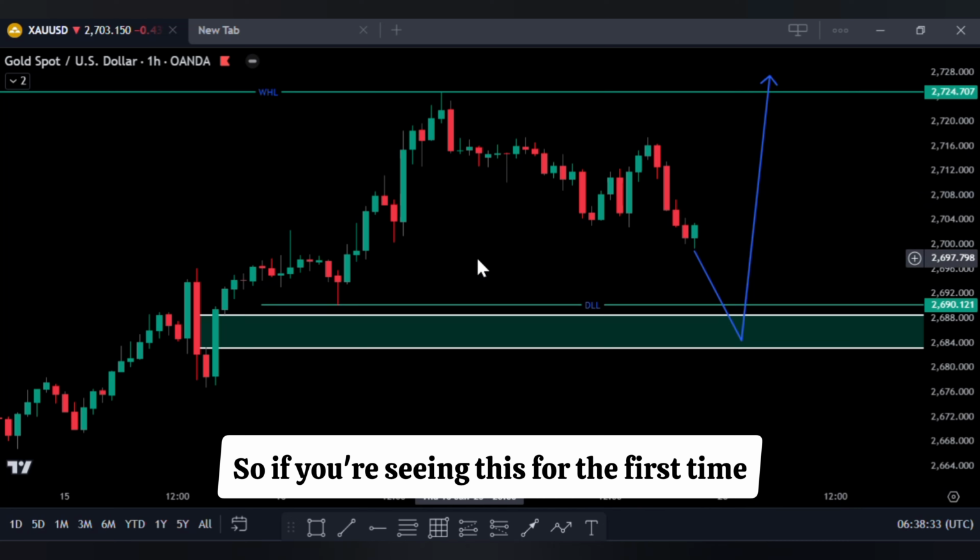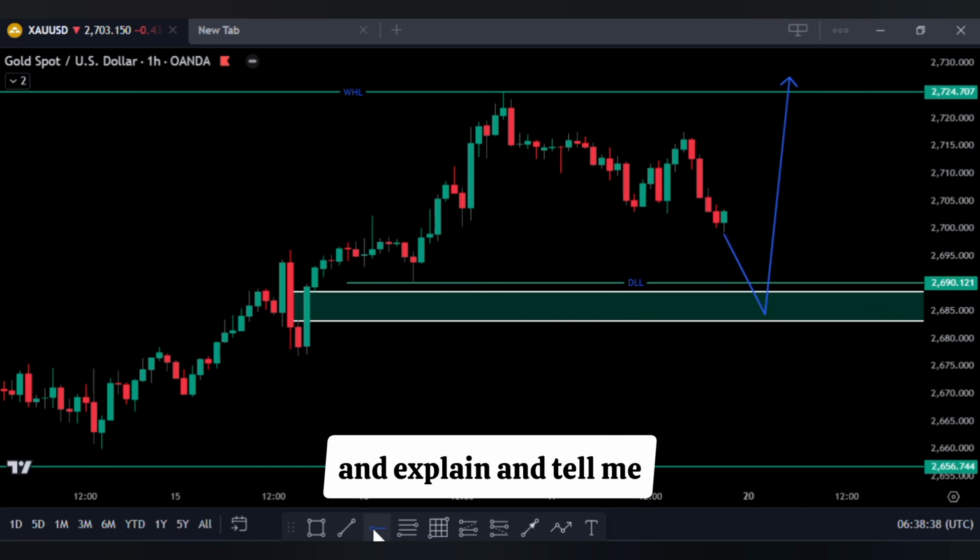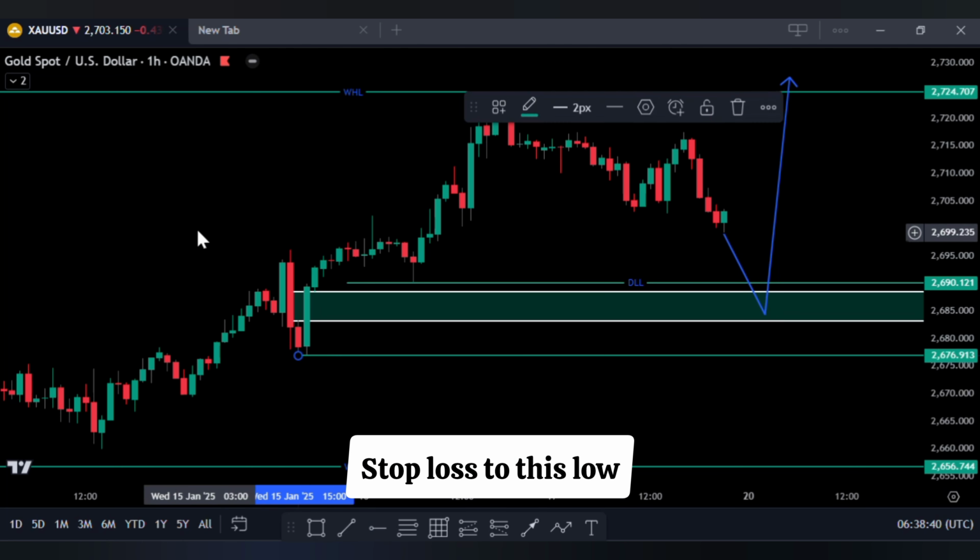So if you're seeing this for the first time, you should be patient on Monday. I'm up to this zone. Then you will come next week and tell me how the price went. Stop loss to this low.